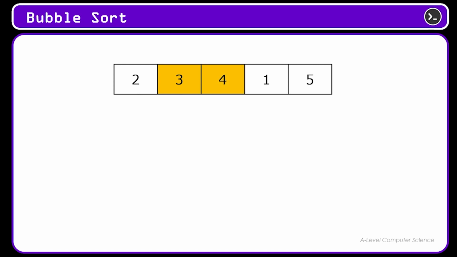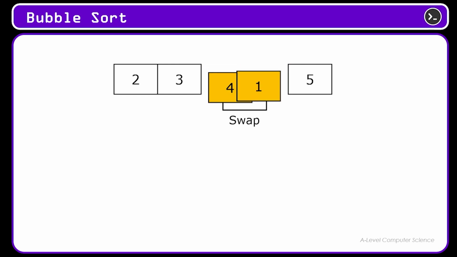and we're going to move on to the number 3 and the number 4. We're then going to check if 3 is greater than 4. The answer is no, so no swap is going to take place. So the 3 is going to stay where it is. And then we're going to move on to the number 4 and the number 1. We're going to check if 4 is greater than 1. It is, so another swap is going to take place.